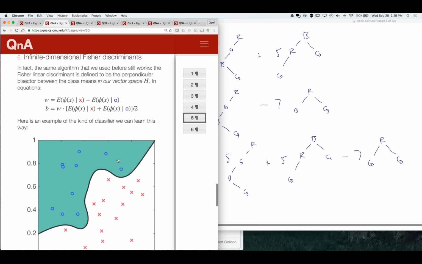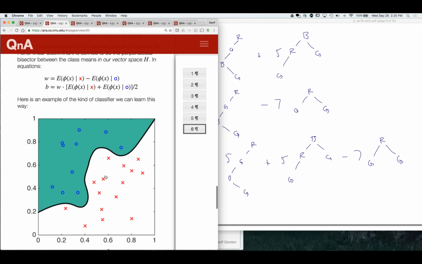And so we can get something that looks like this as our class boundary. And we get it using the exact same formula that we did before, right? For each one of our training points, we use the function phi to make it into an entire function in our function space. And we take the mean of those functions in the x class and the mean of those functions in the o class, and w is the difference between those two means, right, and so forth.